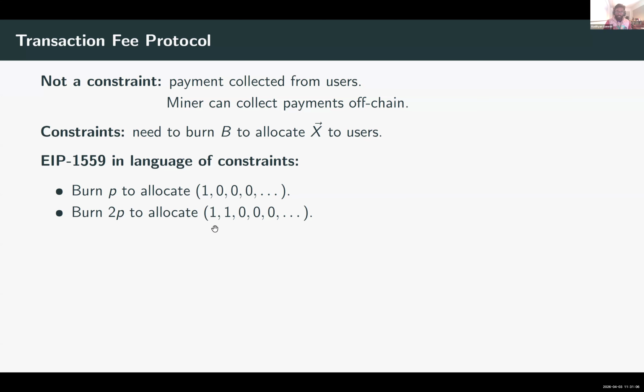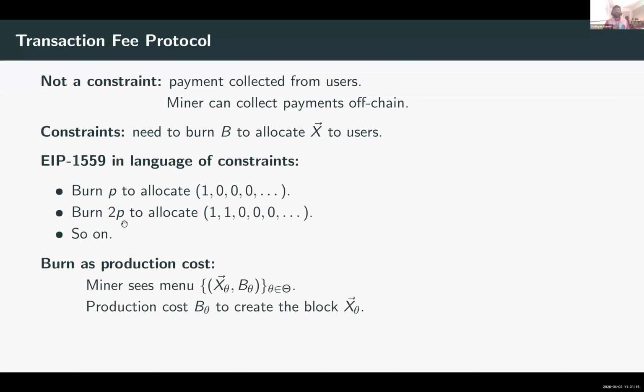Similarly, if we want 2 users to be allocated with probability 1 and everybody else to be allocated with probability 0, then the miner will have to burn 2P, and so on. Or more generally, beyond EIP 1559, this is like posting a menu to the miner, and we just say, if you want to induce the allocation X(theta), you'll have to burn B(theta). And you are free to choose any theta from this menu of options that I gave you.